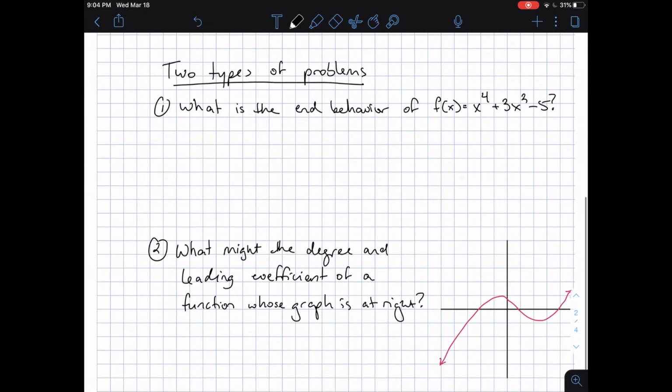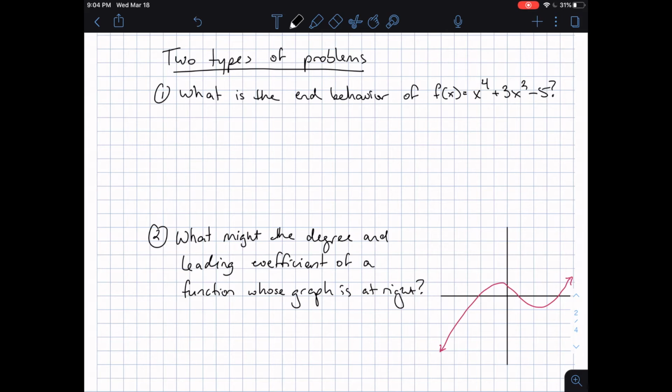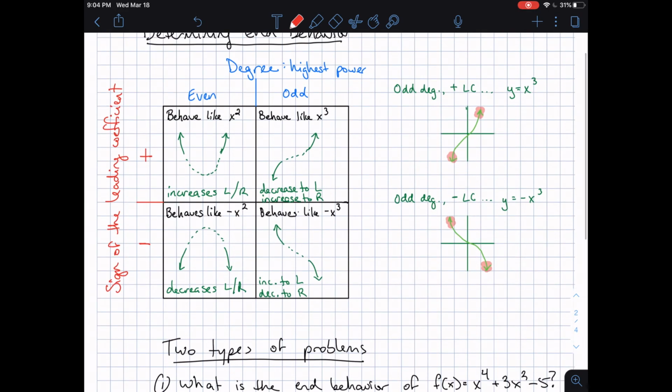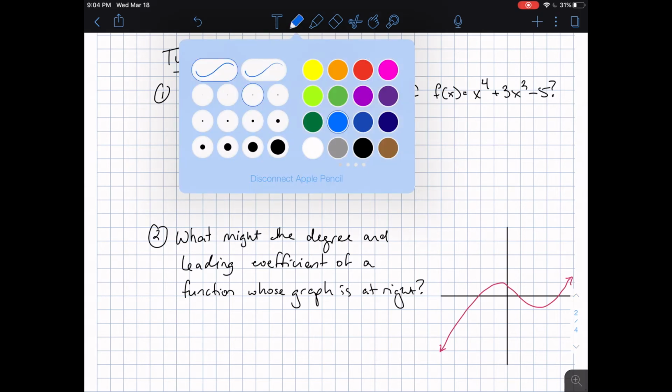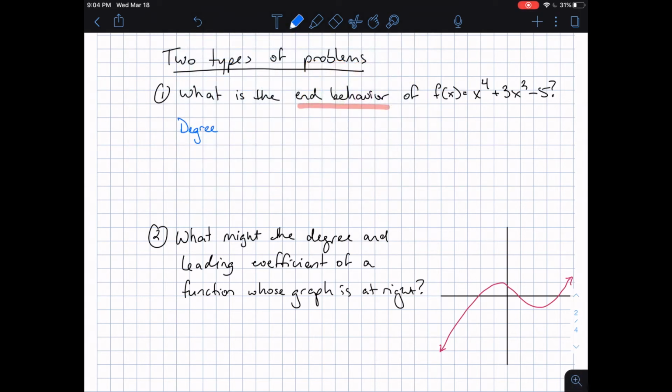So based on the chart I just showed you, there are two different types of problems that we can really talk about. I could ask you outright what the end behavior is of a function. If I ask you directly for the end behavior of a function, you know to look for two things. If we go back to my chart, I need to know the degree, and I need to know the sign of the leading coefficient.